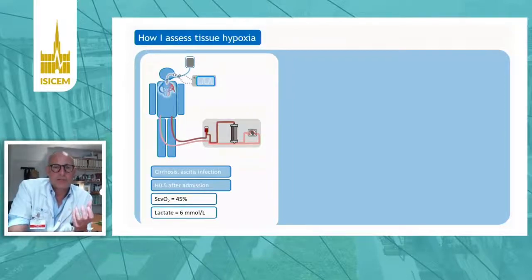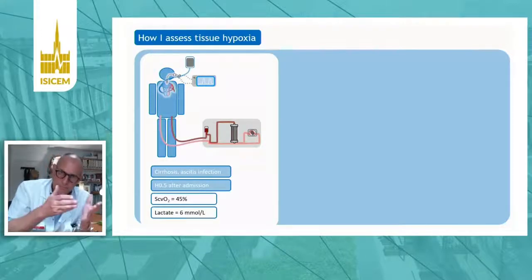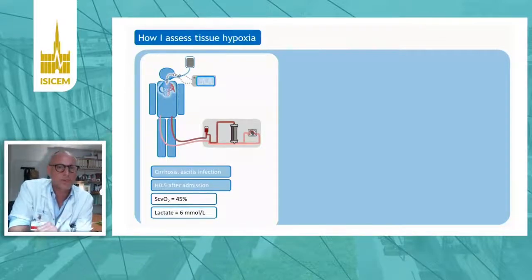SVO2 and lactate must be interpreted together because the advantages of one allow you to overcome the limitations of the other. Just take the example of a patient with cirrhosis and ascites infection soon after admission. Lactate is elevated, but perhaps it's due to liver failure. As SCVO2 is low, it tells me that something is wrong.